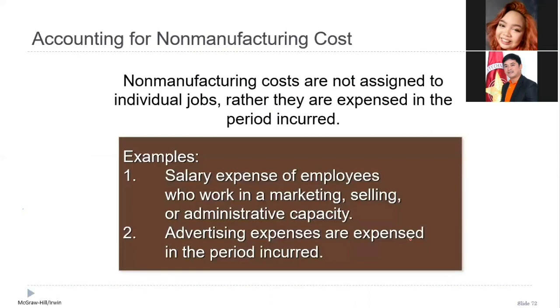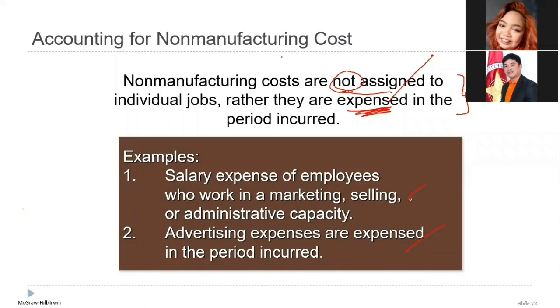Ito singit lang. Hindi po siya part ng manufacturing cost. But how do we account for non-manufacturing costs? Kasi usapang sweldo o salaries. Non-manufacturing costs are not assigned to individual jobs. Rather, they are expensed. Di ba nga, period cost po yan? So expense when incurred. Examples are salary expense of employees who work in marketing, selling, or administrative capacity. Yung iba pa, advertising expenses are expensed in the period incurred.